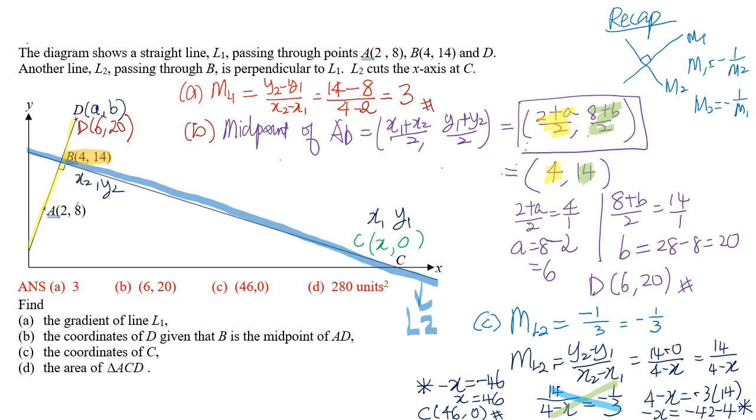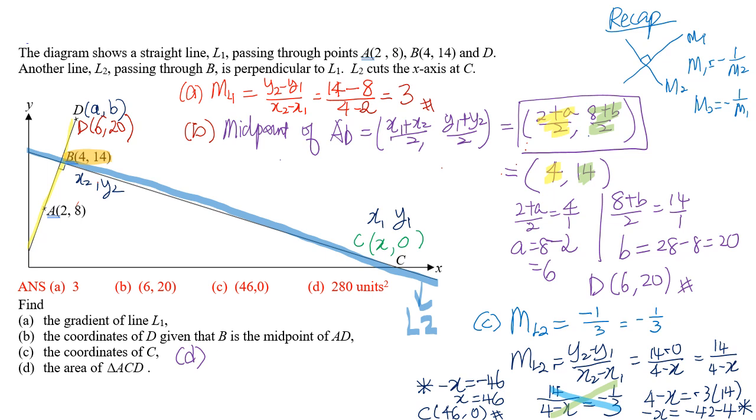Okay, the last part, part D, is to find the area of ACD. There are two ways of doing it. One way is to use half times base times height, because you see that BC is perpendicular to AD. You would have to use the distance formula to find the length AD, and the distance formula to find the length BC. But since we just learned the shoelace method and we know all three points, A, D, and C, I'm just going to use the shoelace method.